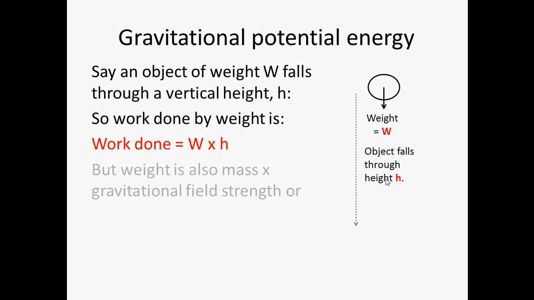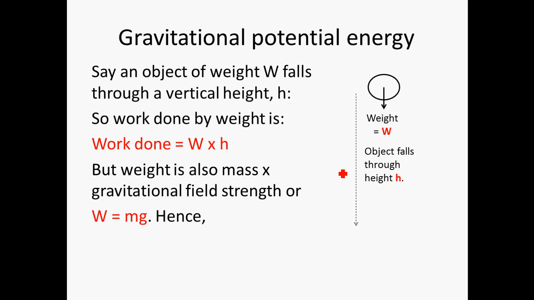But then you know that weight is also equal to mass times gravitational field strength, or W is equal to mg. Correct? Because 5 kg is 50 Newton. So 5 kg is m, times 10 will give you 50 Newton, which is your weight. Hence, if you substitute this W with mg, work done is mgh. So that's how we arrive at the formula for GPE.